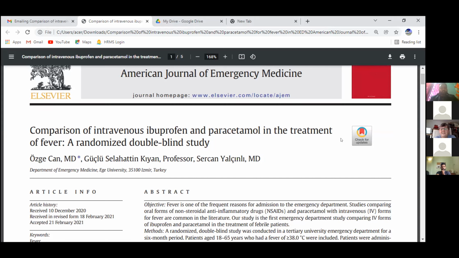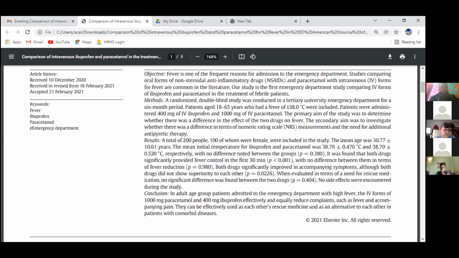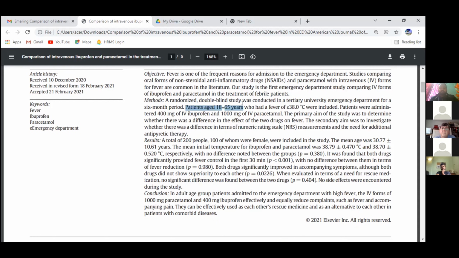Thank you very much. So let's jump in with the checklist. The first questions that the study should be answering are what are the questions that the study has asked about the patients. So primarily, according to this study, it has a total number of 200 people, and 100 of whom were female and were included in the study. Also, it has been mentioned here that patients aged 18 to 65 years who had a fever of 38 degrees Celsius were included. So primarily, our patients were adults, aged 18 to 65 with a fever of 38 or more.